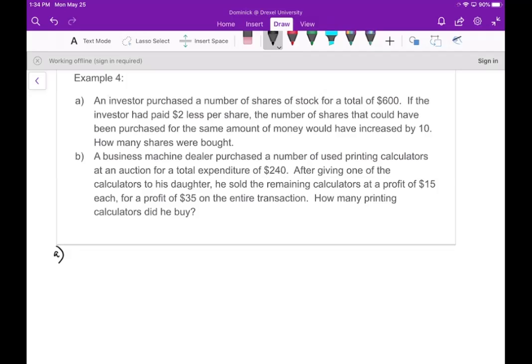Okay, so we want to make x the number of shares, right? And we'll say that P is the price per share. So this first equation, we purchased a number of shares of stock for 600. So that tells us that price per share times number of shares was 600.